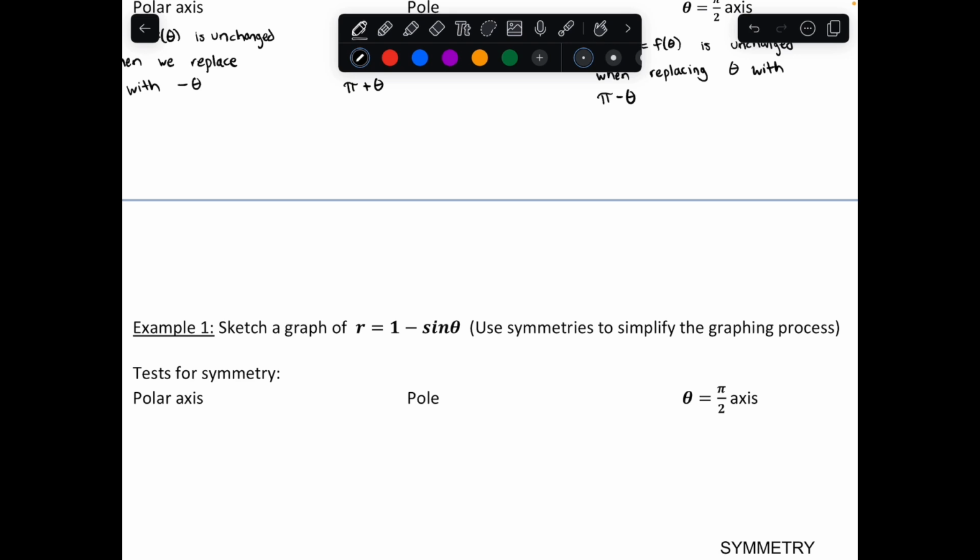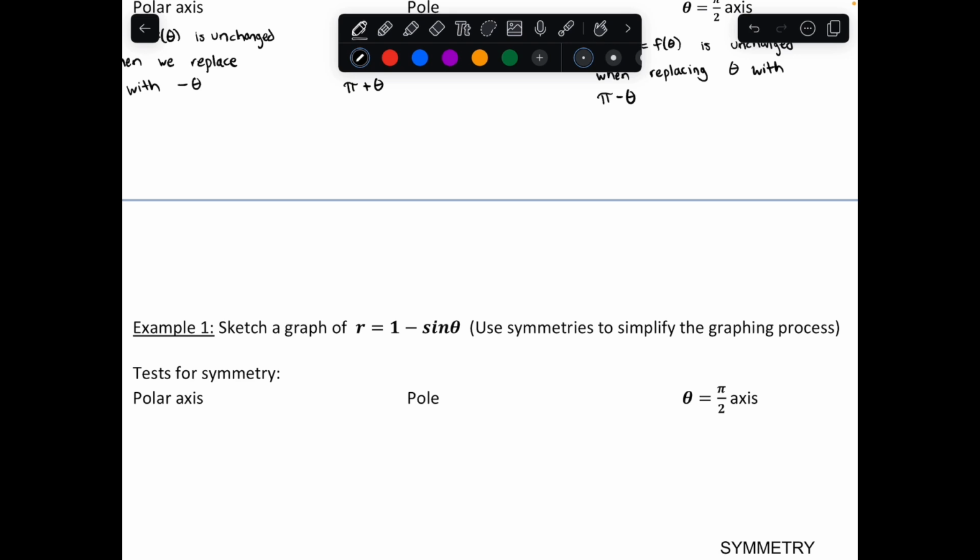A lot of times the reason we want to use symmetry is because there's a million points that we could graph, but why would we want to do all of those when we see that this graph is actually symmetric? So we only have to do a portion of all those graphing points, and then we can just reflect them wherever we can. And that reduces the amount of work that we actually have to do.